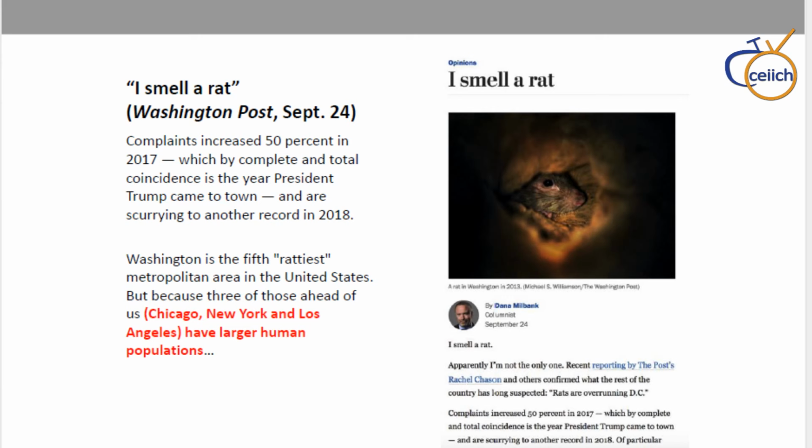The parallels, the analogies that are being made between the so-called urban rat problem with actual rats and then the political rat problem with politics and politicians, and you can name Trump, Kavanaugh, and a whole number of politicians.